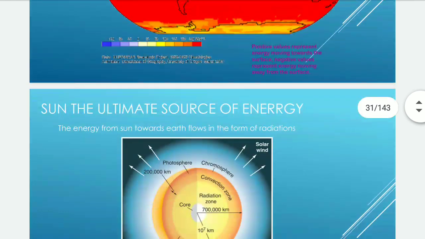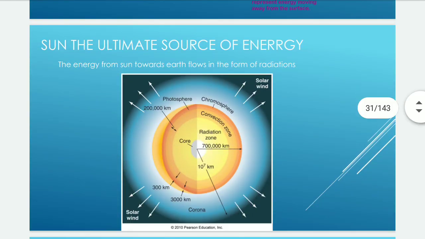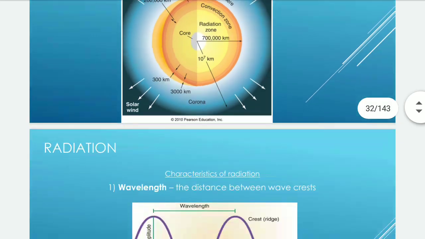Sorry. Sun, the ultimate source of energy. The energy from the sun towards the earth flows in the form of radiation. This is the convection zone, chromosphere, photosphere, solar wind.